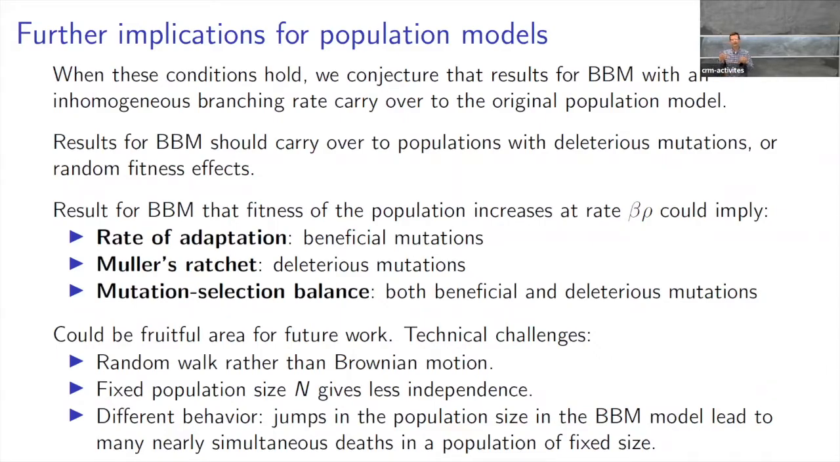Also, we are likely to see some different behavior in the two models. For example, in the branching Brownian motion model, we believe there are occasionally events in which the number of particles increases very rapidly because the descendants of a particle that reached the level L are ready to start to take over the population. Now, in a model of a population with fixed size, that means there would need to be a large number of nearly simultaneous deaths in order to make room for those individuals. And it's not entirely clear, at least to me at this point, what kind of effect those death events would have on the overall behavior of the population.